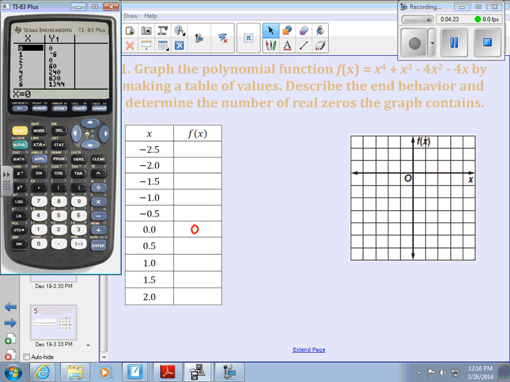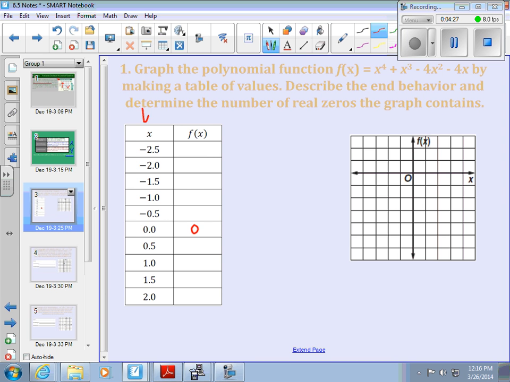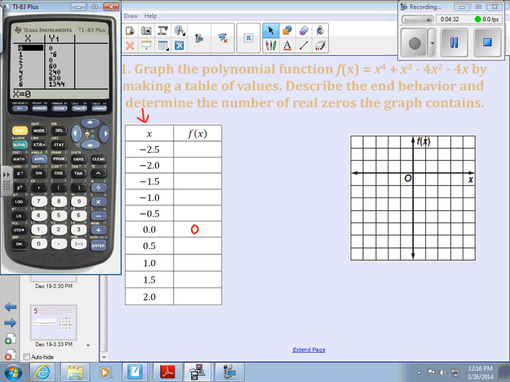Now, if you look at our table on the calculator, it's going by ones. Our table here, though, goes by halves. We can change that on our calculator by going into the settings. So if you hit second window, right above it says table set, we can have our table, instead of going up by 1, our change go up by 1, we can change it to 0.5. Now it'll go up by halves. So now if we go back to our table, now it's increasing by halves. So we can fill in our table now with these values.